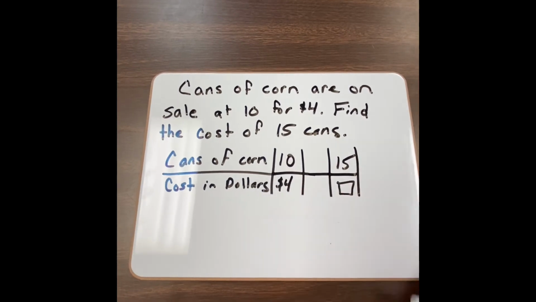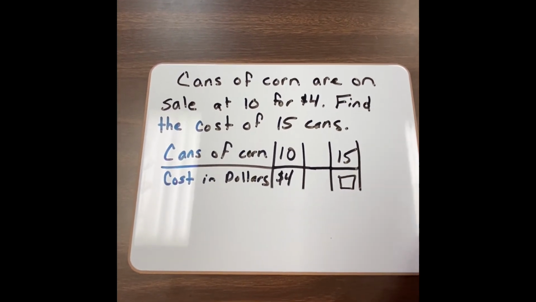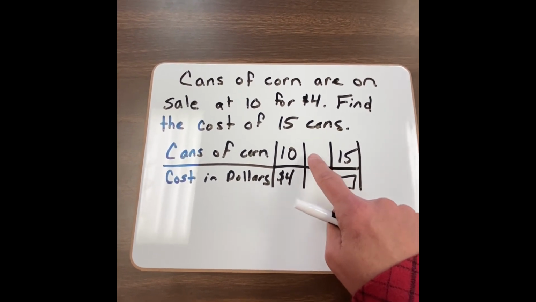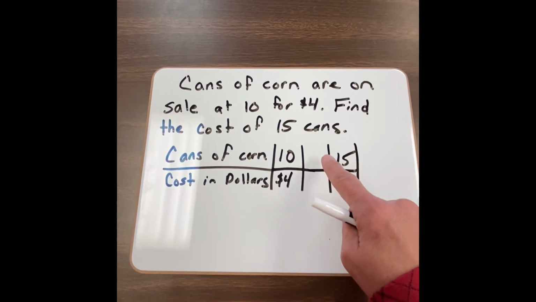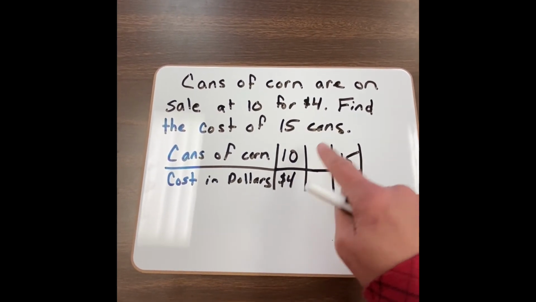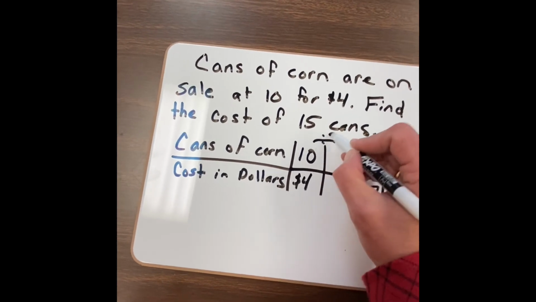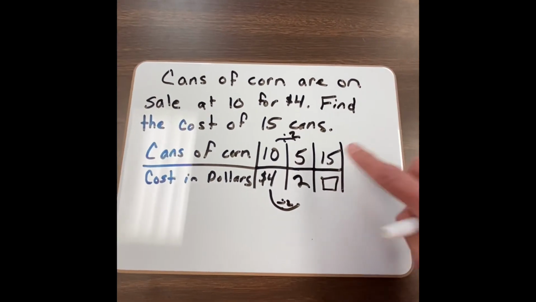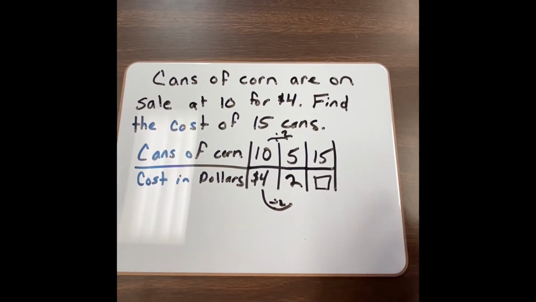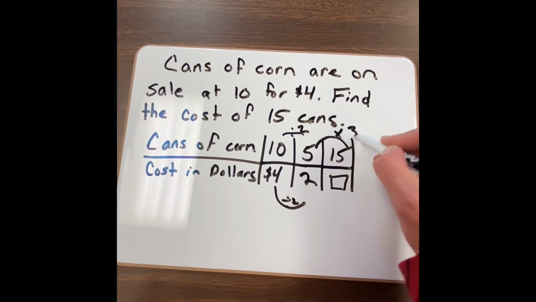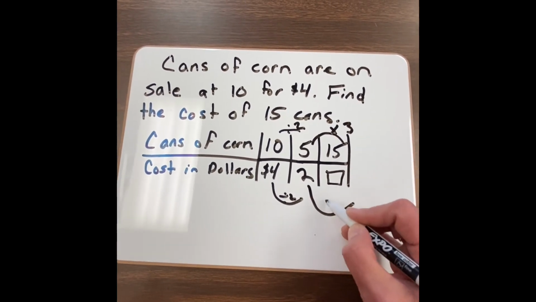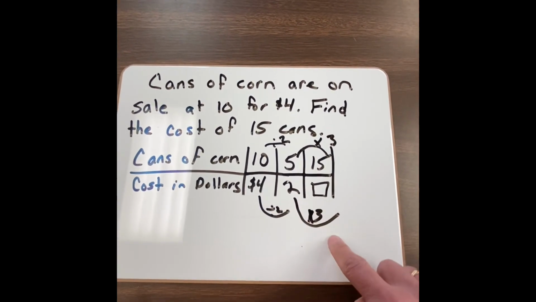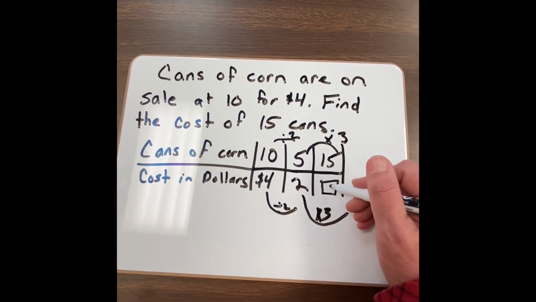What are the factors of 10 and 4? Well, they're both even numbers, aren't they? So if we divide 10 by 2, that gives us 5. Can we go from 5 to get to 15? We can, can't we? So we're going to divide this by 2, which gives you 5. So that means we have to divide this by 2, which gives us 2. Now we can go from 5 to 15. 5 times 3 is 15, so we have to multiply the 2 by 3 also. So 2 times 3 is 6.